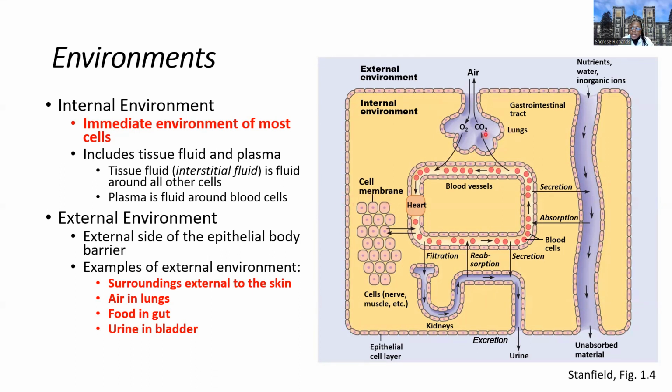It's really important to understand that the external environment doesn't just mean outside of the body. The air that is inside of our lungs is considered external environment. The food that is inside of our gut is considered external environment, and the urine that's been produced in the bladder and the urinary tract is also the external environment, along with everything that is surrounding our external skin. So as long as it's not inside our cell, inside our tissue, or inside our blood vessel, it's still considered external environment, even though it's inside of our body. Really important.